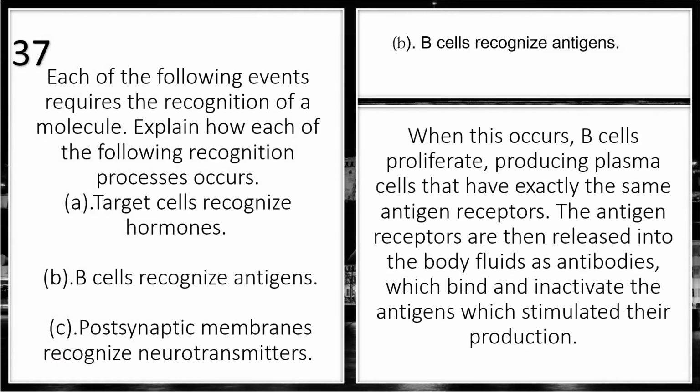When this occurs, the B cell proliferates, producing plasma cells that have exactly the same antigen receptors. The antigen receptors are then released into the body fluids as antibodies, which bind and inactivate the antigens which stimulated their production.